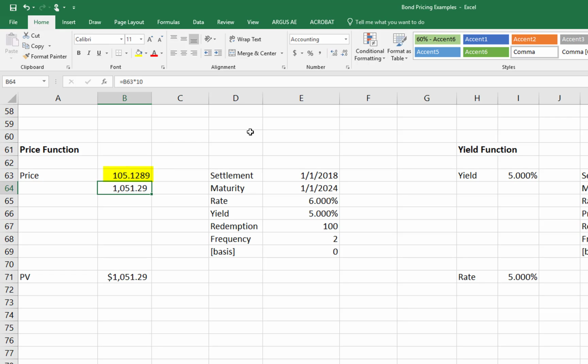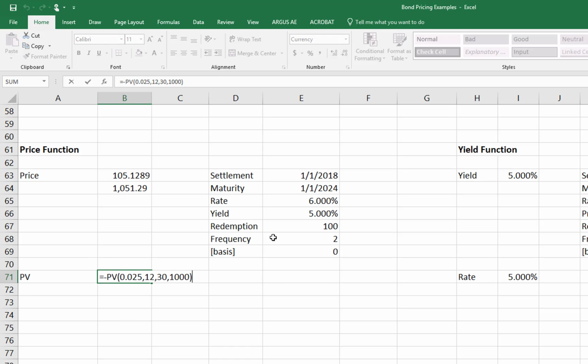That's expressed once more in percentage of par. So to get the price of the bond, I would multiply that times 10, which is what I did here, and I would get a price of $1,051.29. Now I just want to show you that that's exactly what we would get if we did the calculation with the time value functions, the present value function.